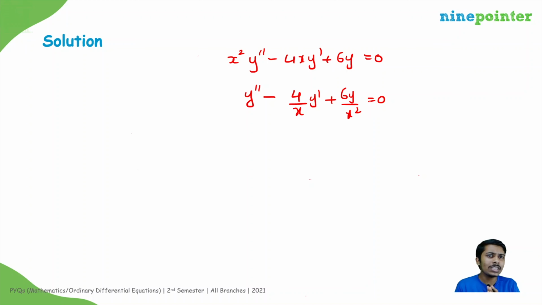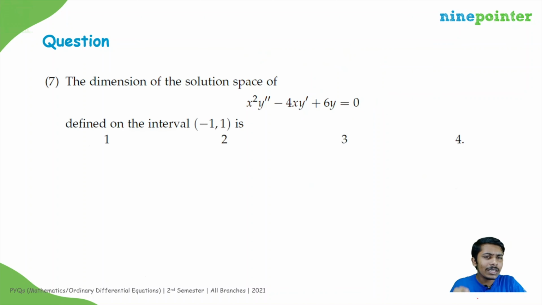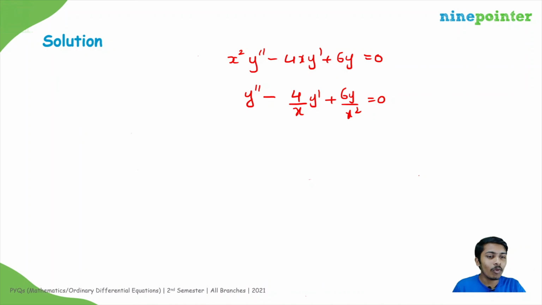And what was the other condition that was needed? In the interval we are considering, the coefficients of y prime and y should be continuous. And what is the interval we are given here? The interval we are given here is minus 1 comma 1, and in that interval, are minus 4 by x and 6 by x squared really continuous? If you think, no. At the point 0, minus 4 by x and 6 by x squared are not even defined, so they are not continuous at that point.